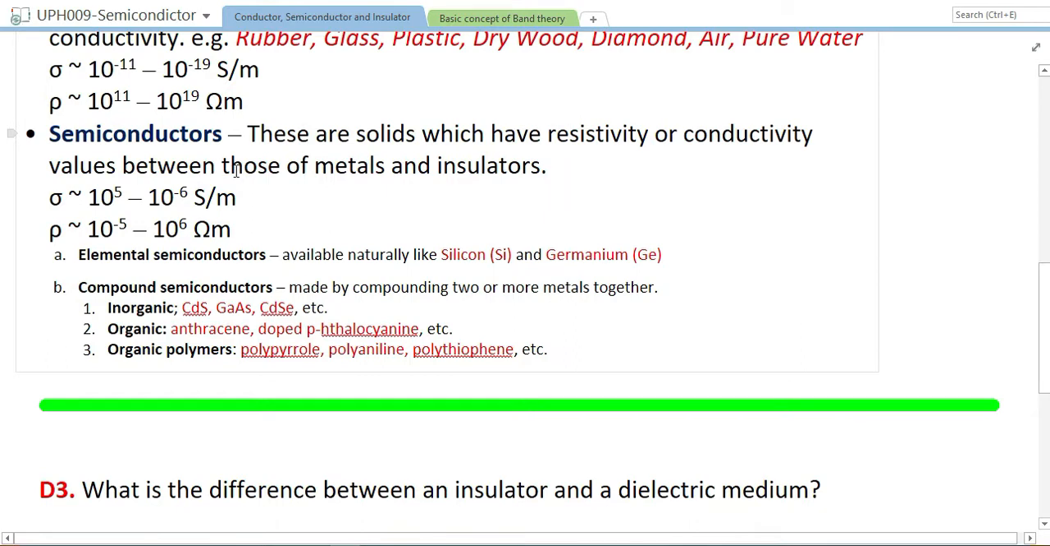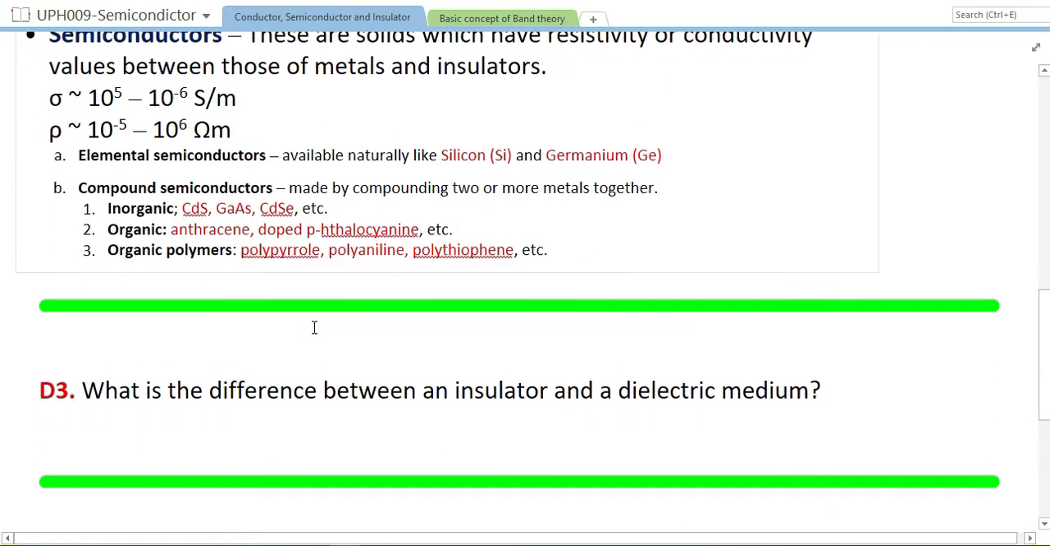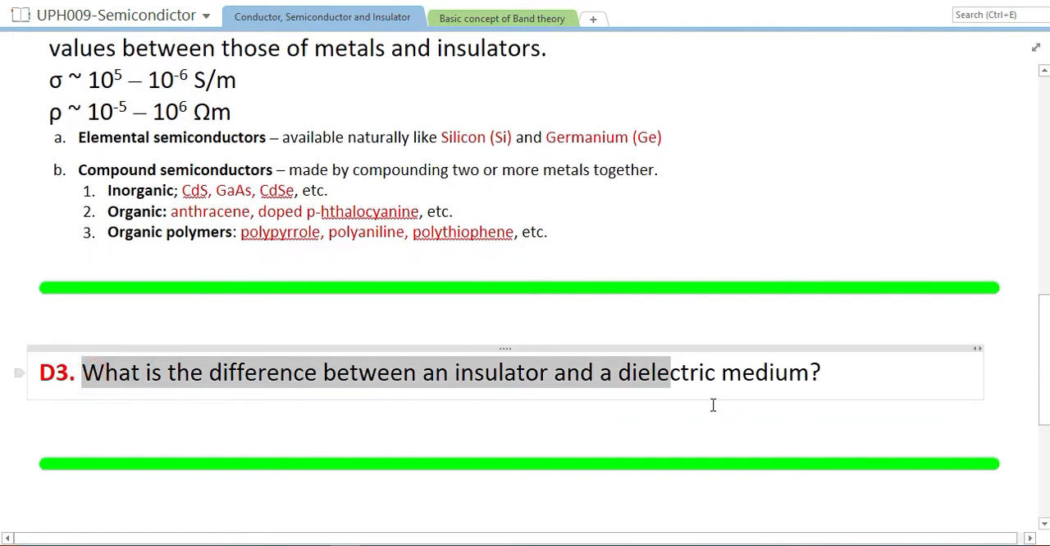Then here is a very tricky question, and I'm going to answer it partially. This is part of your homework, if you like. The question is, what's the difference between an insulator and a dielectric medium or dielectric material? Insulators do not conduct any electric current. Dielectric medium is also the same, they don't. But there is a basic difference between this type of material and dielectric material.